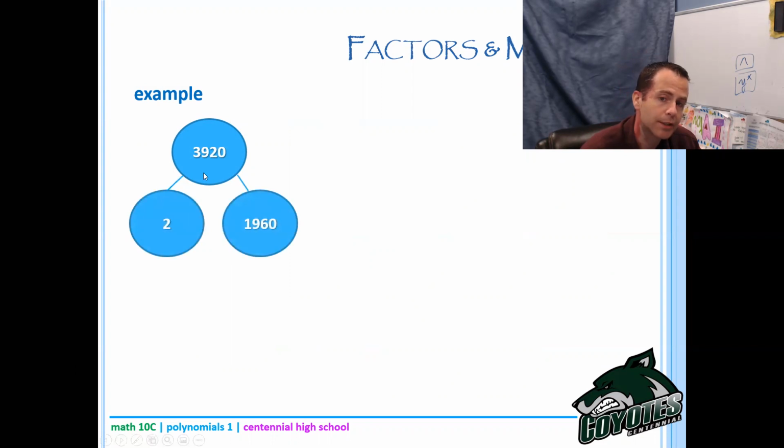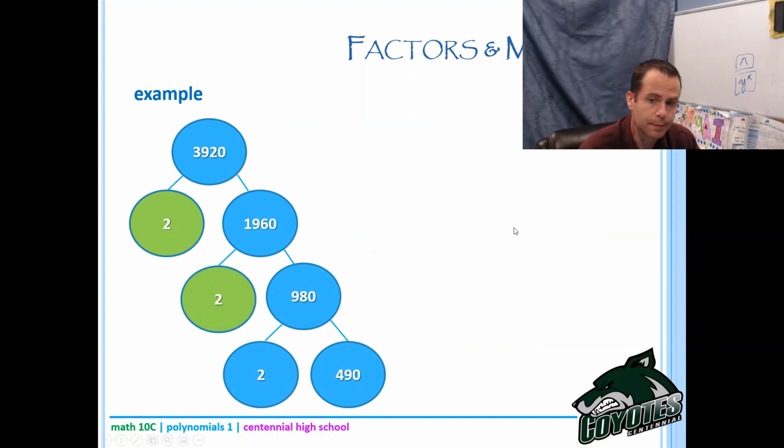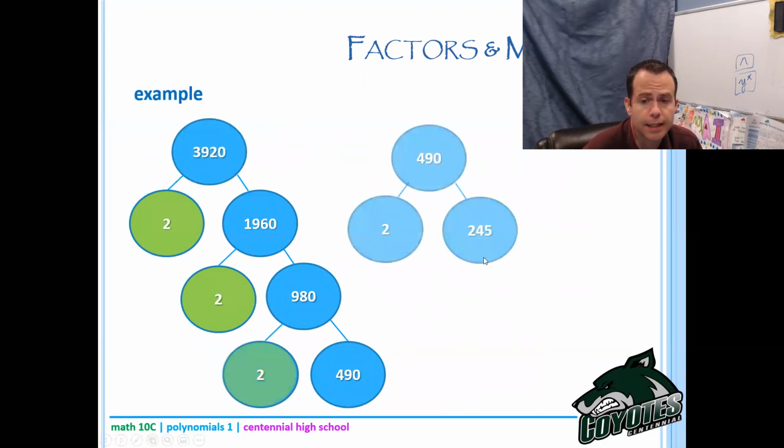So I right away just saw, I started taking out 2. So I went 2 times 1960. And so that 2 is done. And then I went, okay, I'm gonna break the 1960 down into 2 times 980. That 2 is done. The 980 gets broken down into 2 times 490. So I'm just keeping my 2's. I'm just taking 2's out each time until I can't take 2's out anymore.